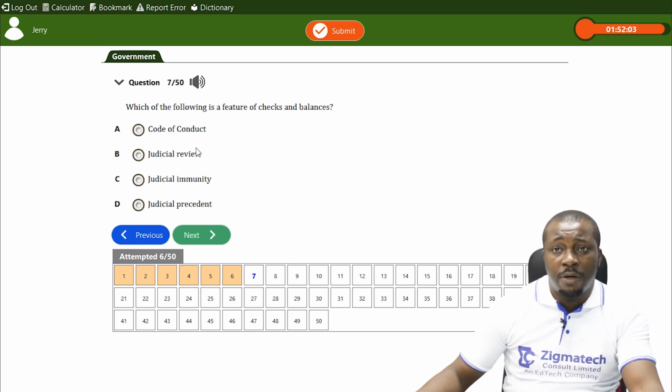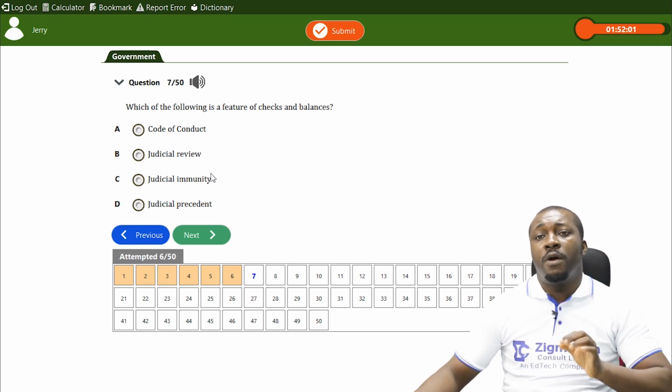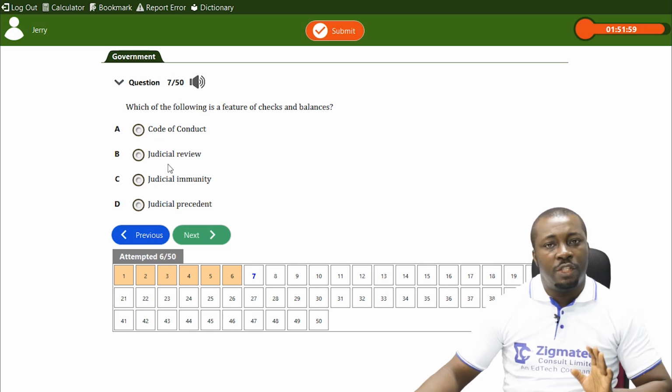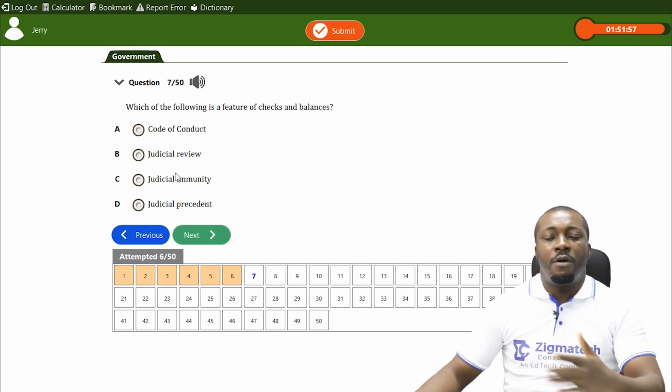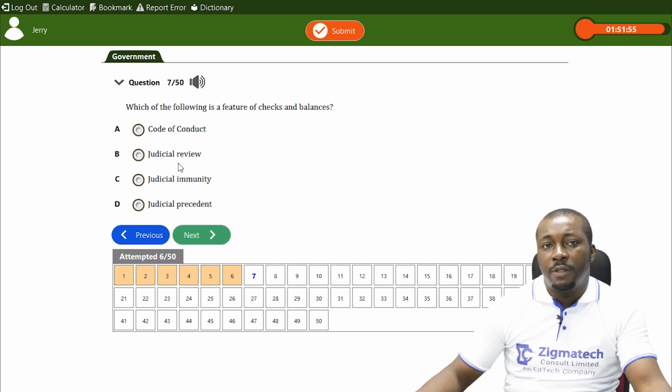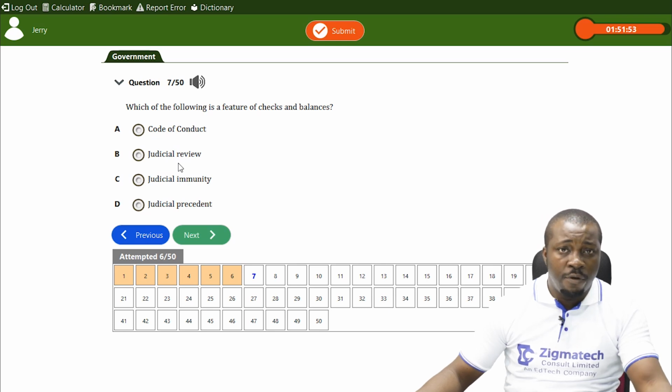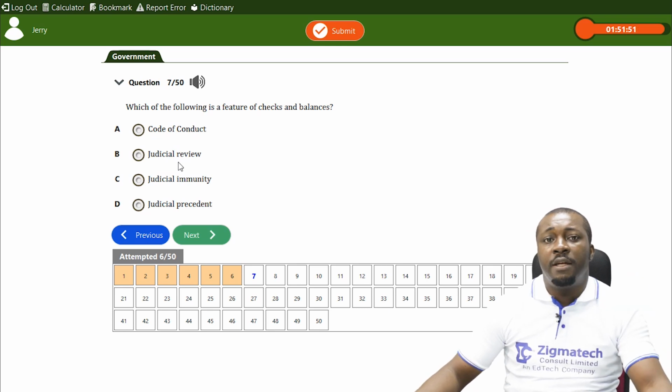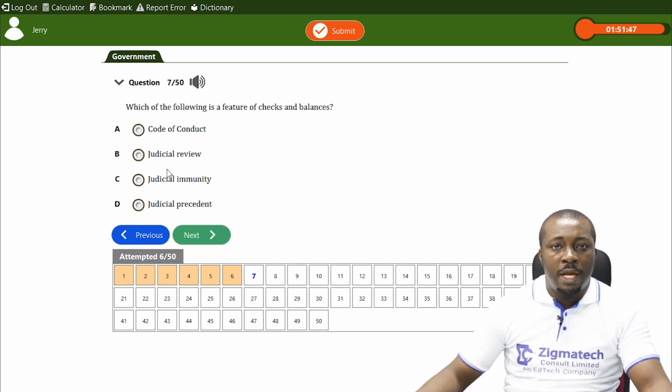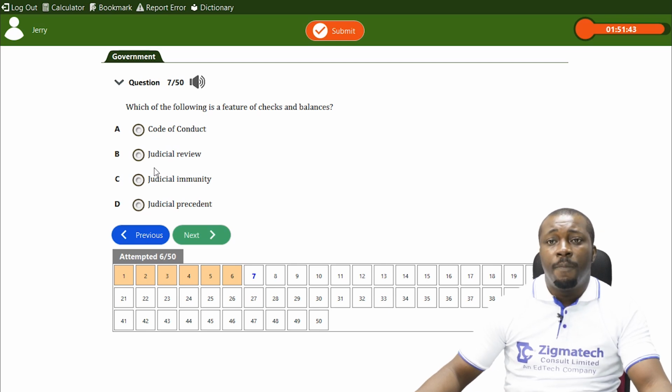commits a gross misconduct. Now, the one that is mentioned here, the judiciary, how does it check the other organs of government? It does it through the process of judicial review, where the judiciary can declare the action of any other arm of government null and void, that is ultra vires and of no effect. So B is the judicial review.